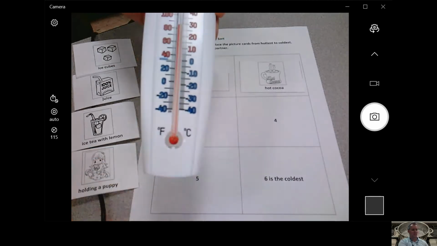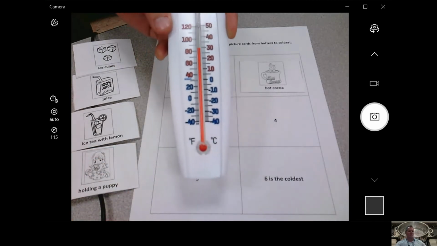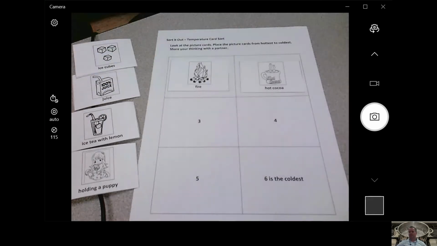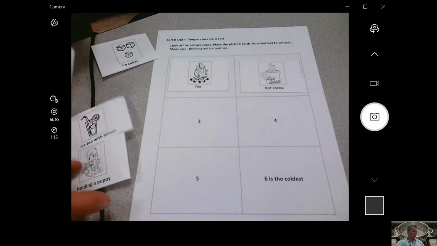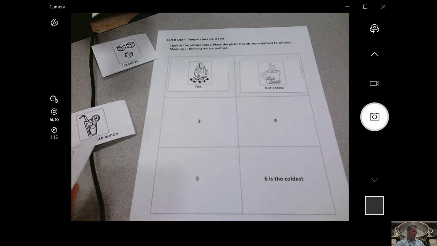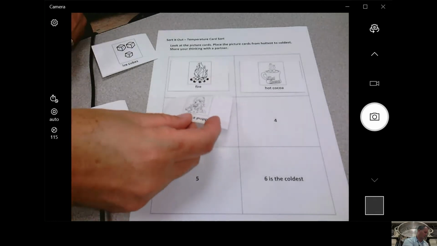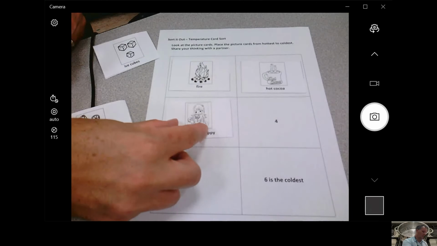So it's a great tool to use, and hopefully you get to use a thermometer a little bit later on in this year. But for right now, we can look at these different things and just kind of sort them accordingly. So I would think this one you can agree or not agree with me. I'm going to say this might be third.